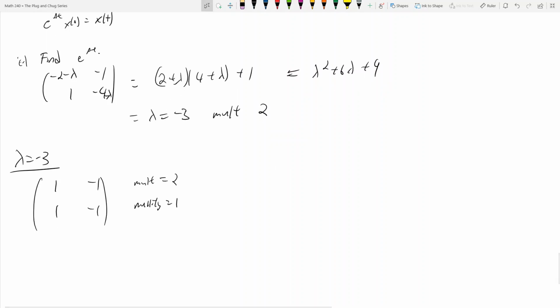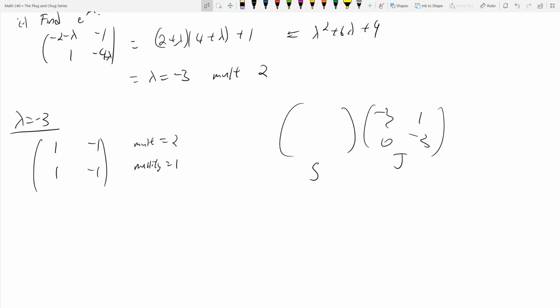And then S and J, right, so now we want to find S and J because that's the easy way to find this. So J will have to be -3, -3, 1, because there's only one block. That's what the nullity tells me. And then S will be the following.